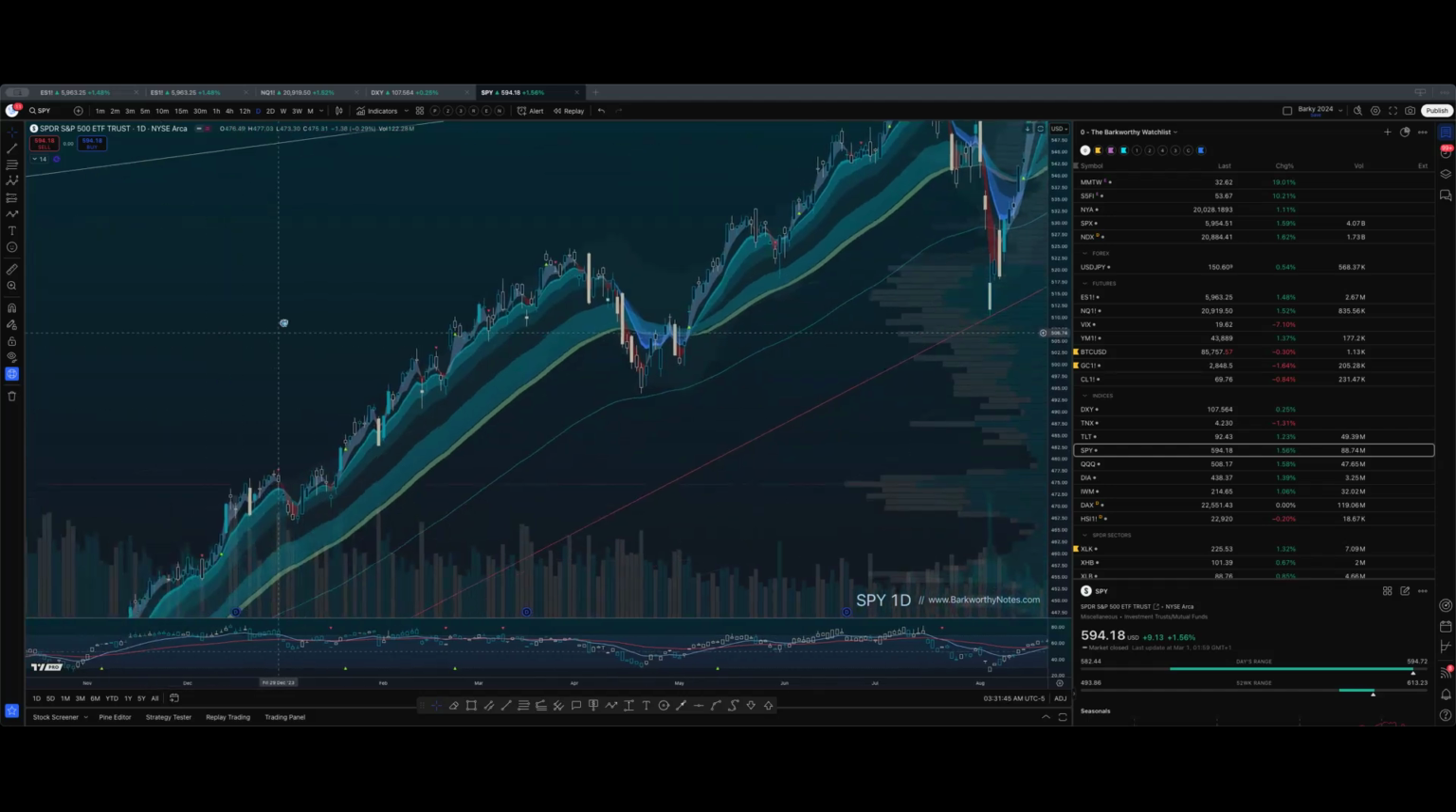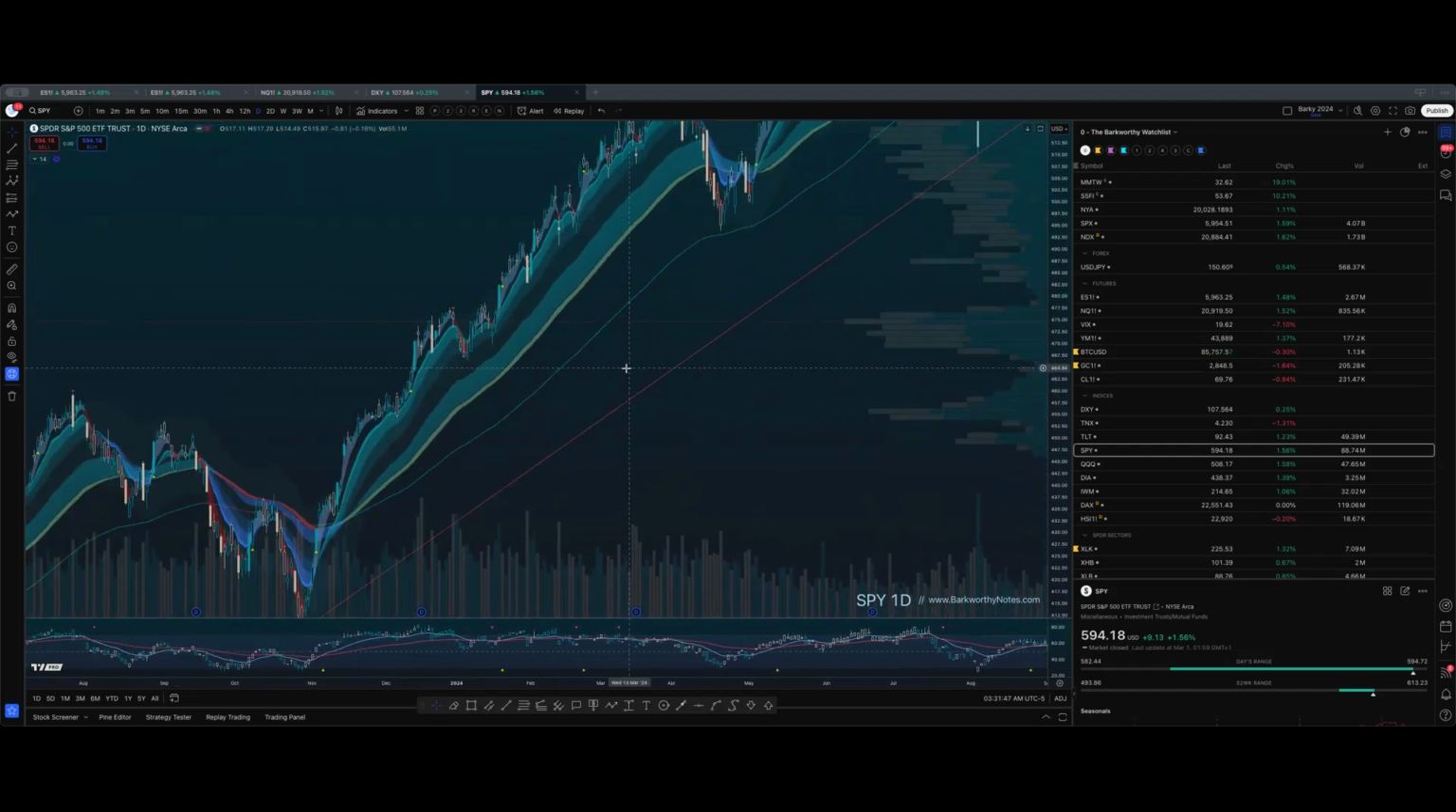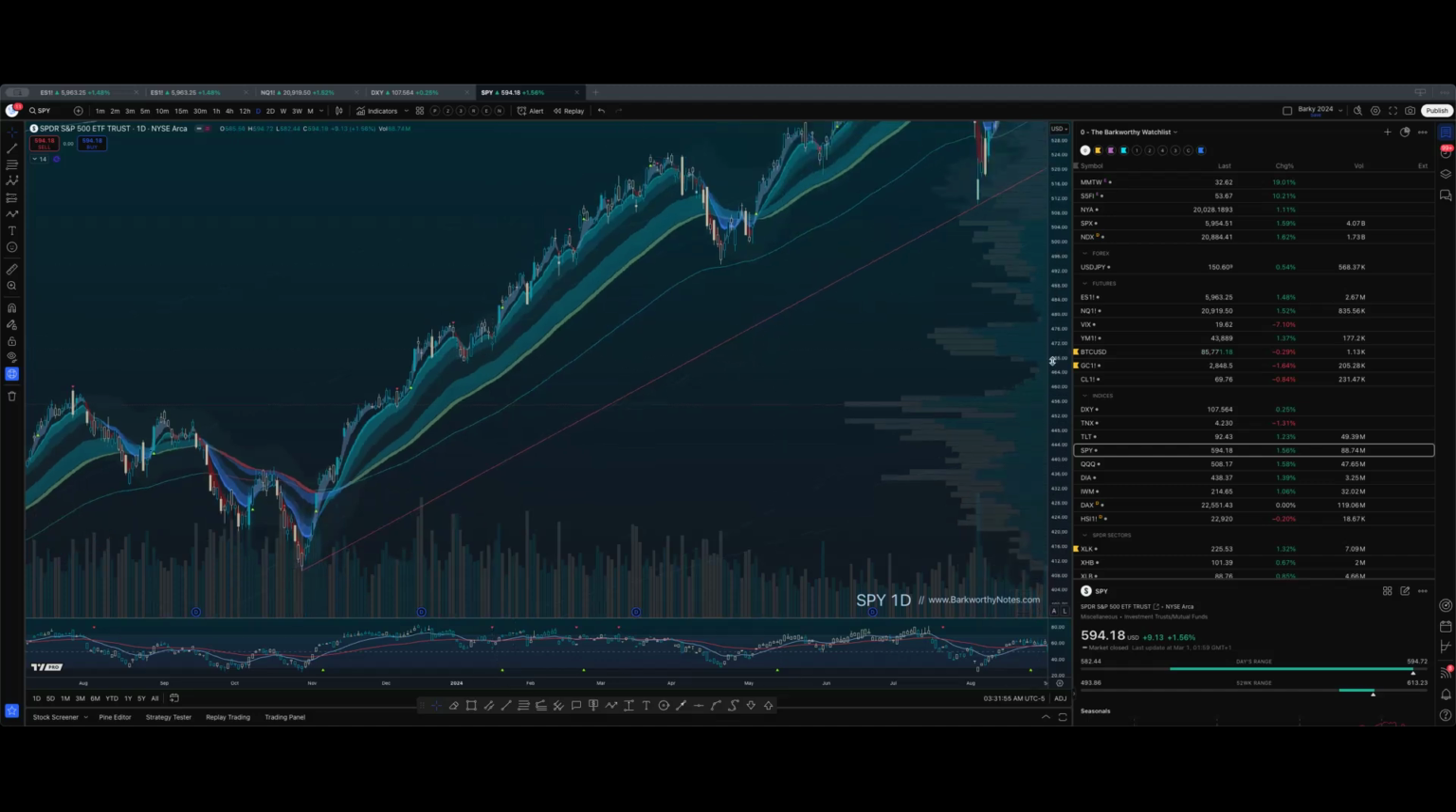So that's what you would be looking for here, and then it sort of works. This is your impulse wave, A, B, C, 1, 2, 3, 4, 5, and then you get A, B, C, and then 1, 2, 3, 4, 5, A, B, C, 1, and then it dies here. Then it starts correcting, and that's where everybody gets into trouble.